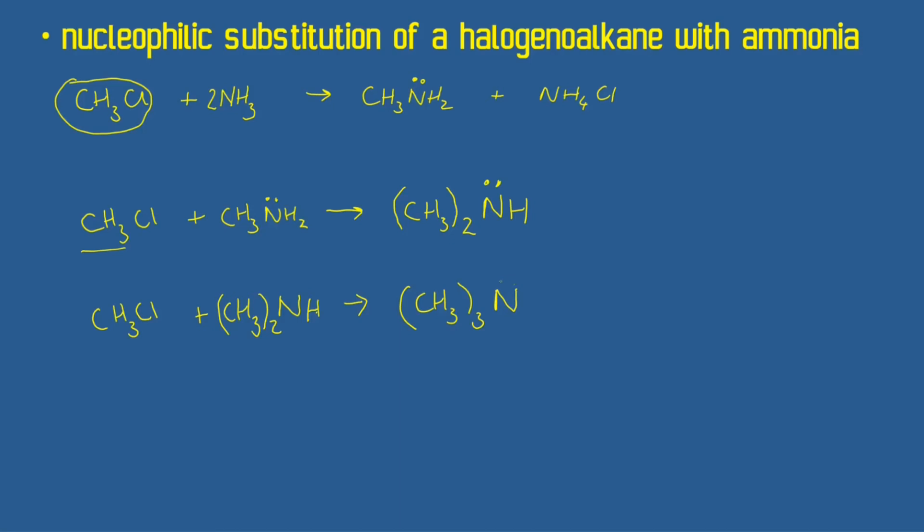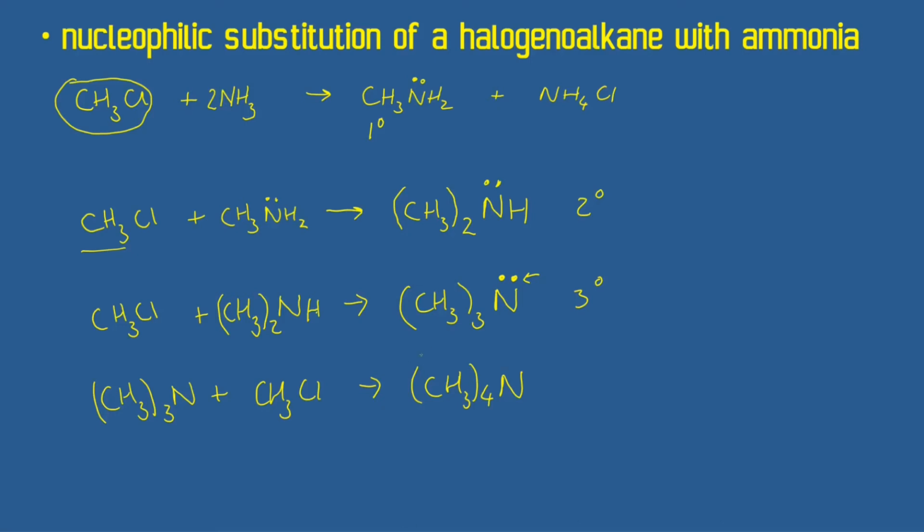Because this nitrogen now still has a lone pair. So even though we produced a primary, a secondary, we've produced a tertiary. So now this nitrogen with its lone pair can still go on to react again. Apologies, I've done it in a different order this time. CH3Cl. So now we've got 4 methyl groups.